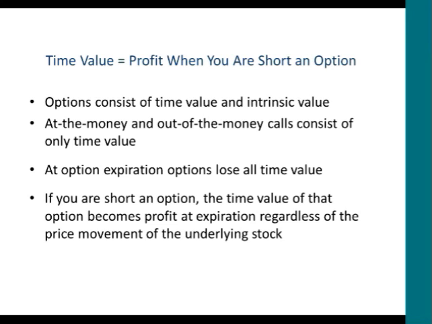Just option basics: options consist of time value and intrinsic value, and at-the-money calls or out-of-the-money calls consist of only time value. So options lose all time value at expiration. If you're short an option, whatever time value that option had becomes profit at expiration because the time value decays to zero at expiration. So that time premium portion of the option becomes profit at option expiration.